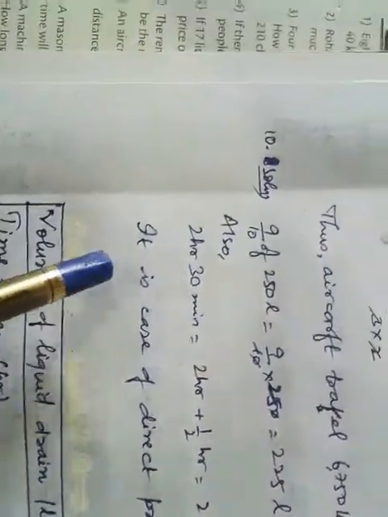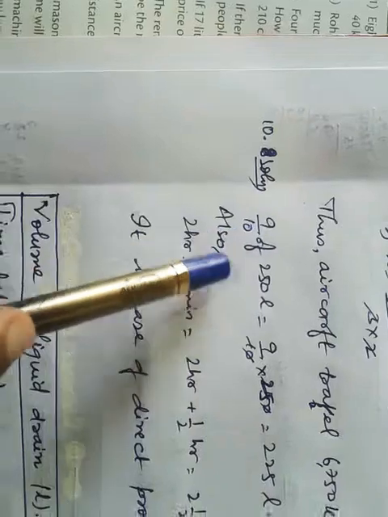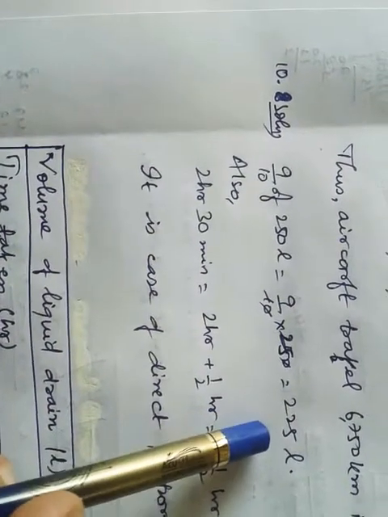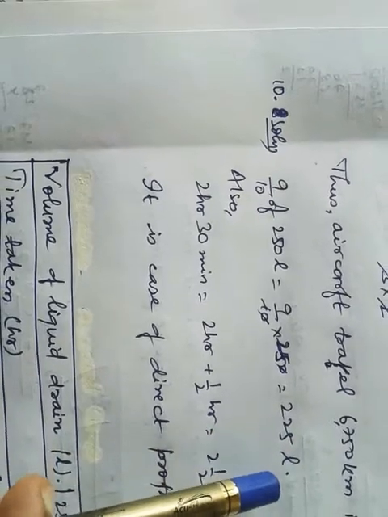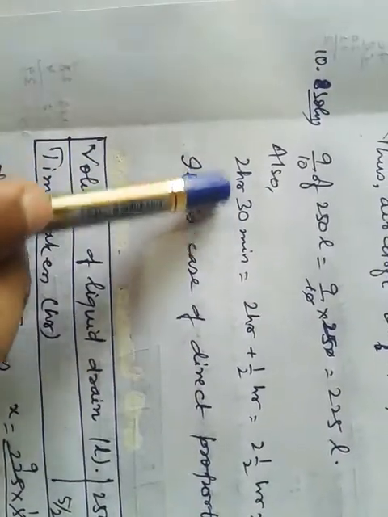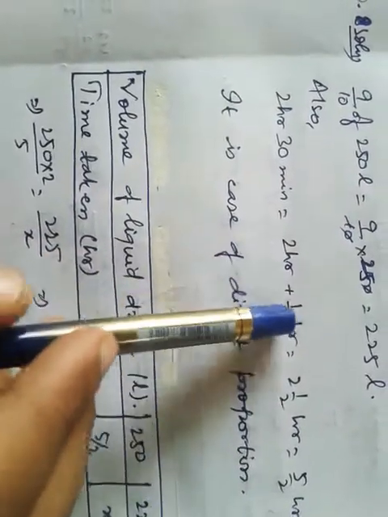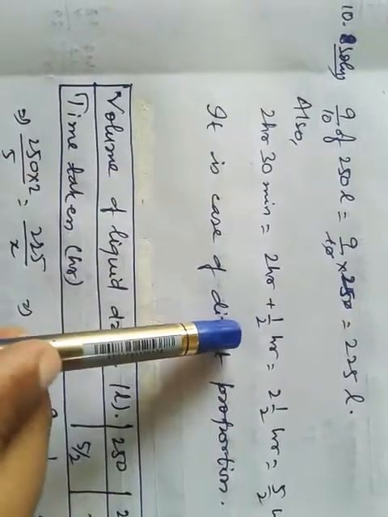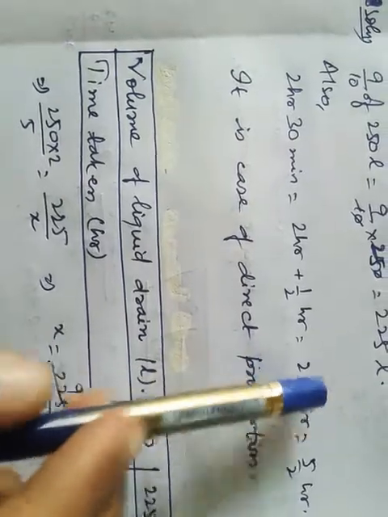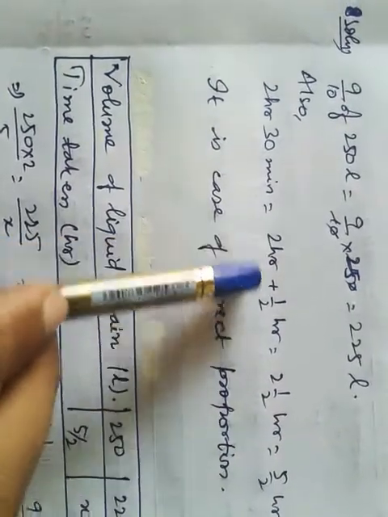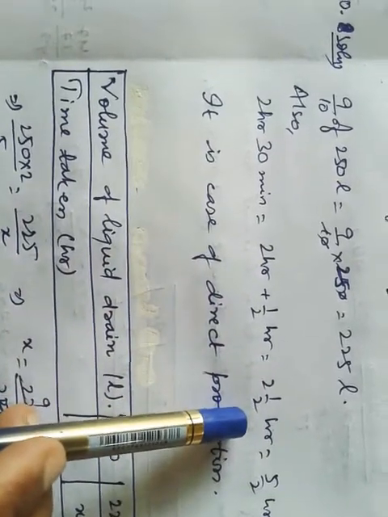So look how to solve this question. First of all, we get the value of 9 by 10 of 250 liters, that is 9 by 10 of 250, and it becomes 225 liters. Okay, now I change 2 hours 30 minutes into hours. So 2 hours plus half an hour, because 30 minutes is half an hour. Then I can write 2 whole 1 by 2 hours equals 5 by 2 hours. We can add directly like this.